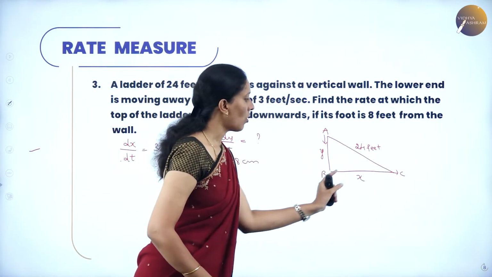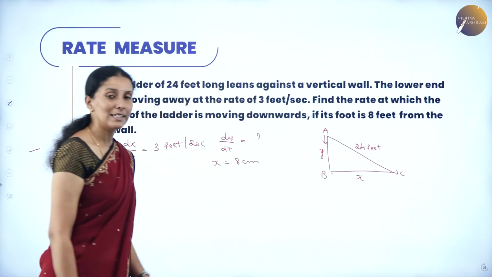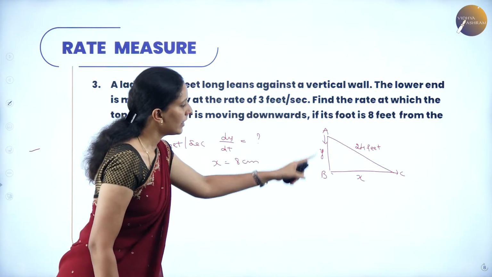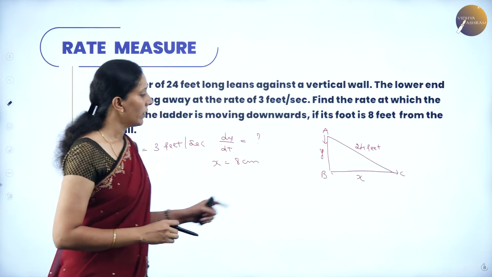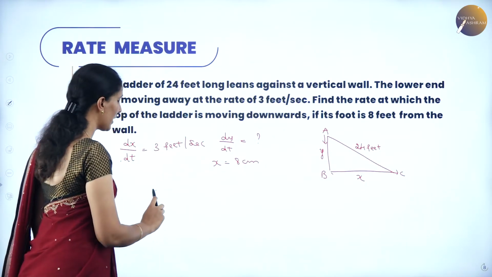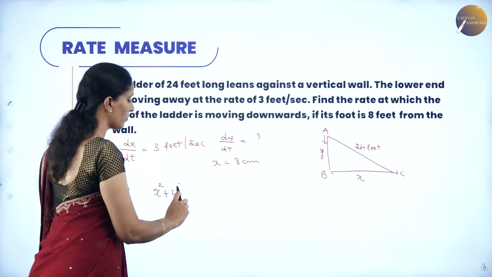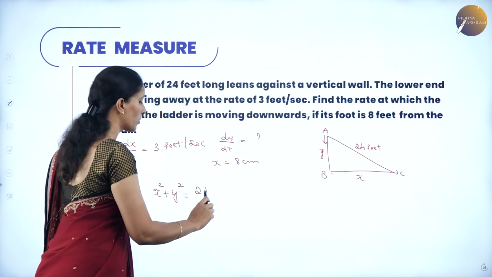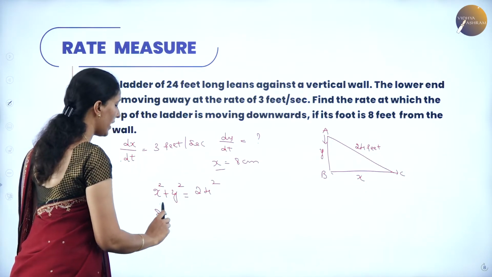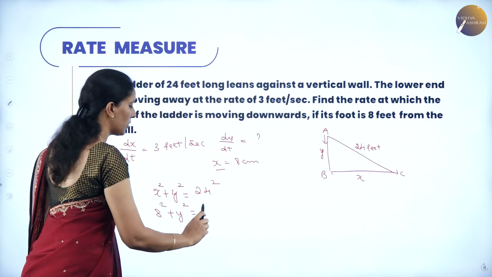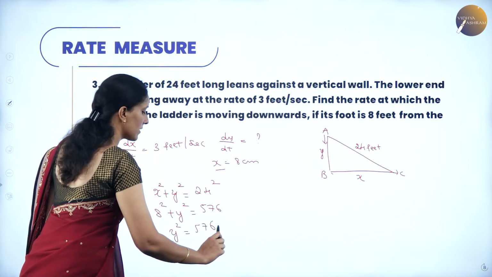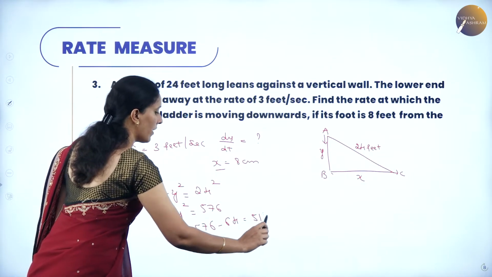Whenever the length x, or the foot of the ladder, is exactly 8 centimeter away from the wall, now you can clearly see it's a right angle triangle. So using Pythagoras property we can write x square plus y square is equal to 24 square. Now here x square is 8 square, so 8 square plus y square is equal to 576, or we get y square is equal to 576 minus 64, which is equal to 512.